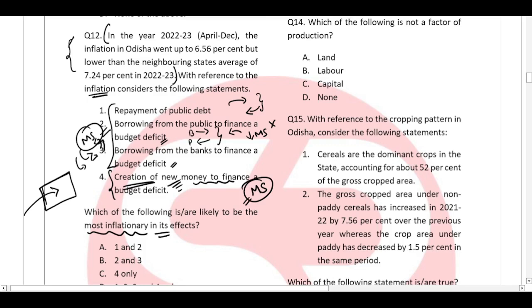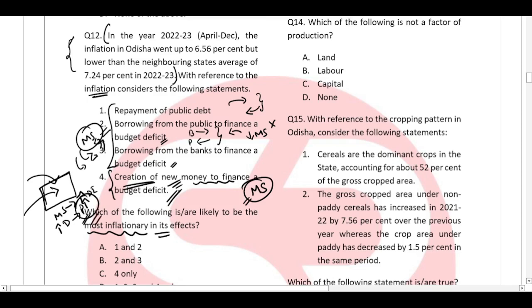So this will cause most inflation because there is more money supply. If there is more money supply, people have more disposable income. If there is more disposable income, the demand will increase. The demand will increase, the prices will tremendously increase. So that will cause inflation.